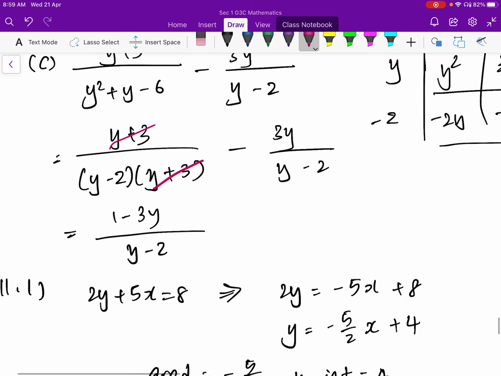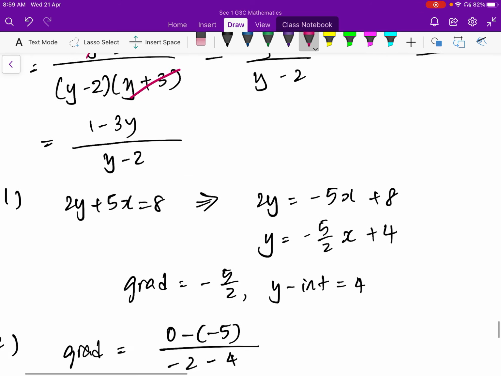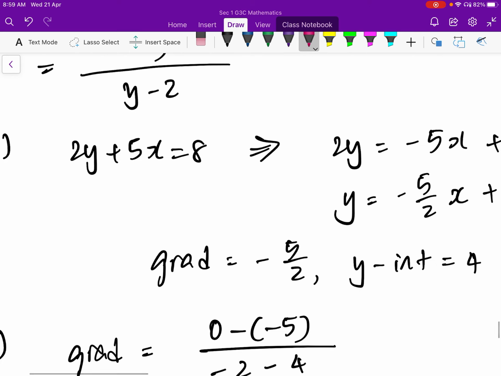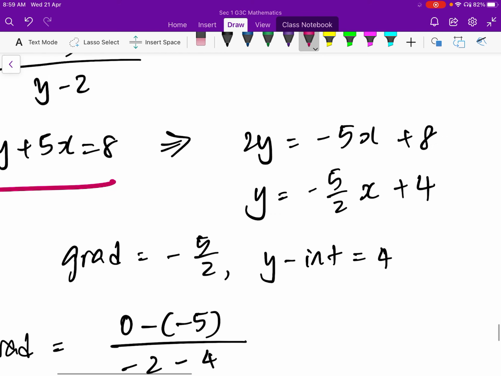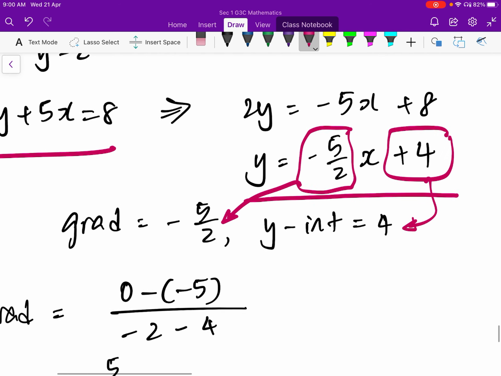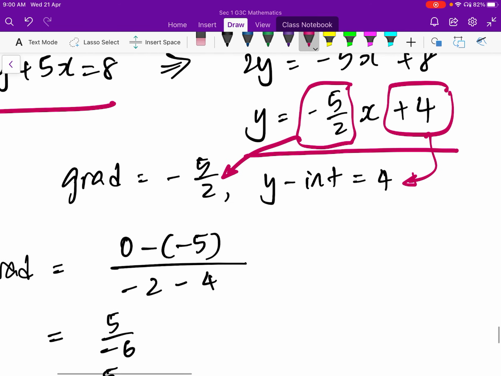Then the last page. Okay, 2y plus 5x is 8. Find the gradient and y-intercept. So this is a straight line. How do we confirm? You make it y equals to mx plus c. So in summary, make y the subject. Y equals to mx plus c. The coefficient of x is our gradient. The constant term is our y-intercept. So it's just one step. Not much calculation to do.